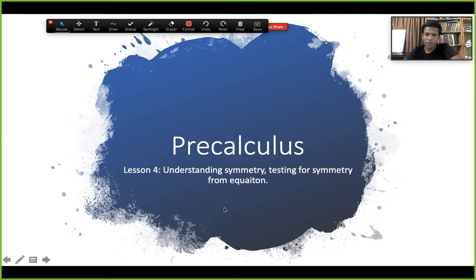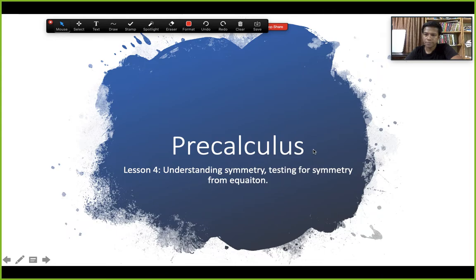This is our lesson 4, understanding symmetry, testing for symmetry from an equation. In this lesson we will extend our idea from the previous lesson. We already discussed how to understand symmetry from a given graph. We will review that a bit in this lesson also, and we'll do some testing for symmetry from an equation.